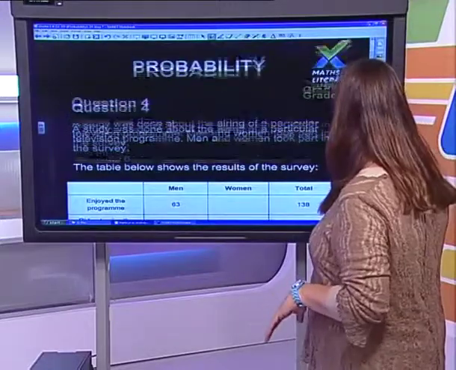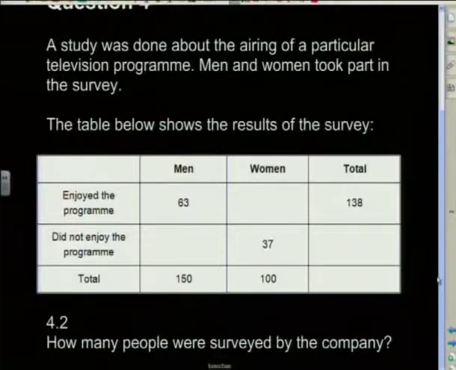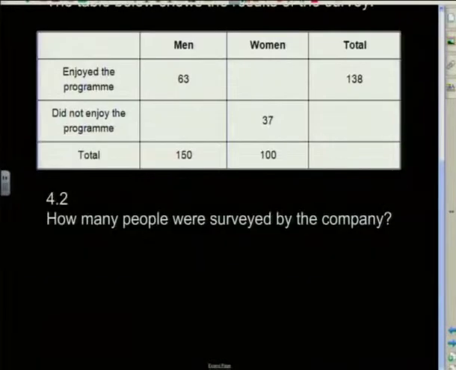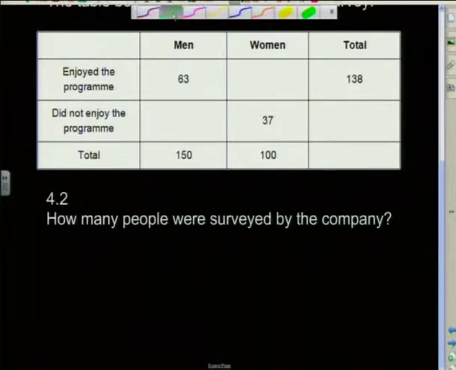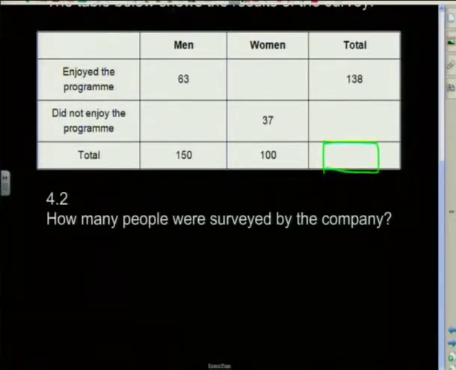Let's go to the next part of our question. It says, how many people were surveyed by the company? Well, in this case, we could do two different things, but let's add them up, and we've got our answer of 250. So it would be our number that we had calculated here. So let's say it's 250.